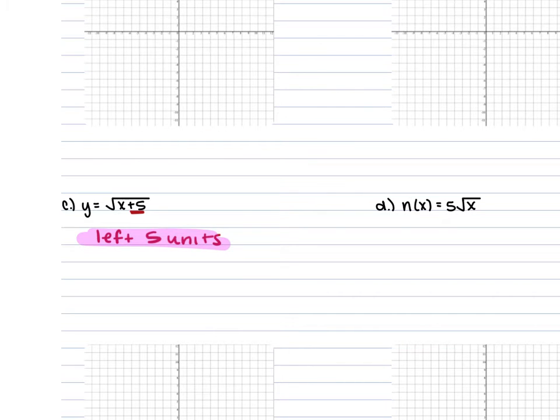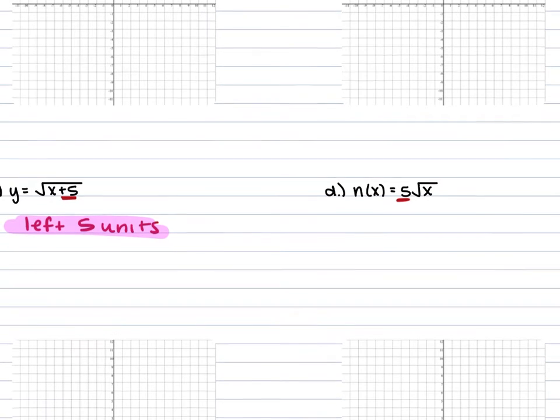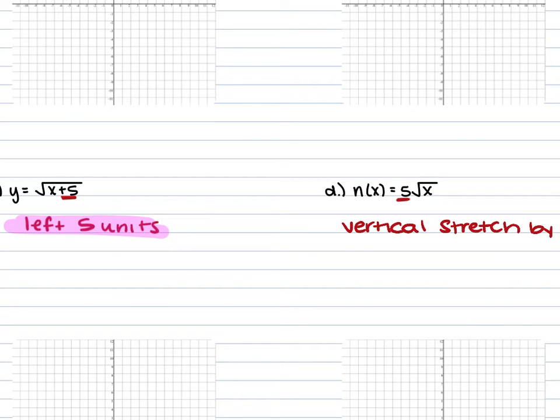For example D, we have n of x is equal to 5 times the square root of x. This 5 in front of the radical just means that we have a vertical stretch or a vertical compression. To tell whether we have a stretch or compression vertically, if the number is between 0 and 1, then it's going to be a vertical compression. This number, however, is greater than 1, so when we have a number greater than 1, it's going to be a stretch by a factor of whatever that number is. So this is a vertical stretch by a factor of 5.